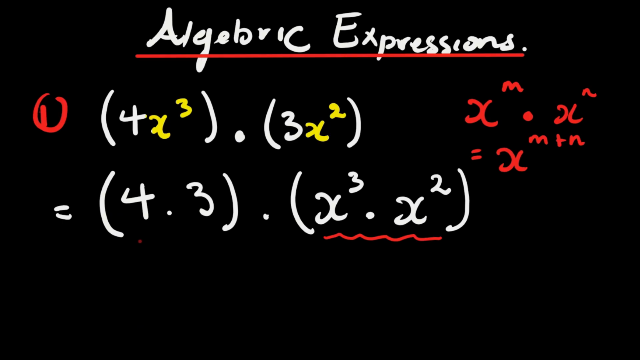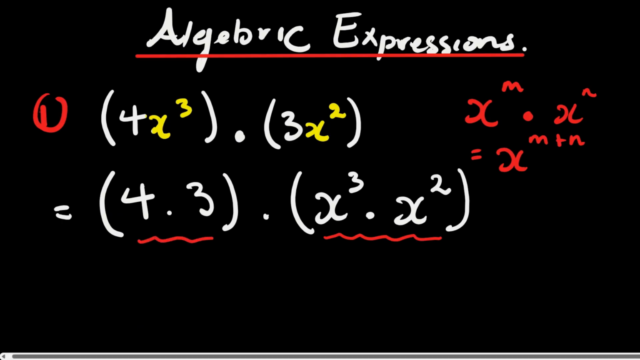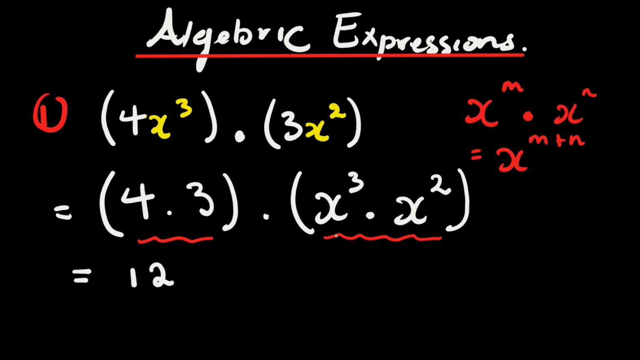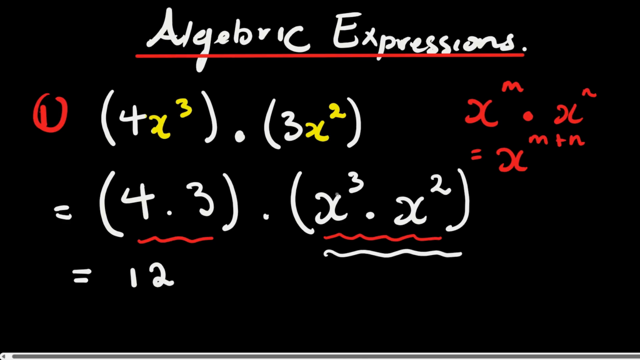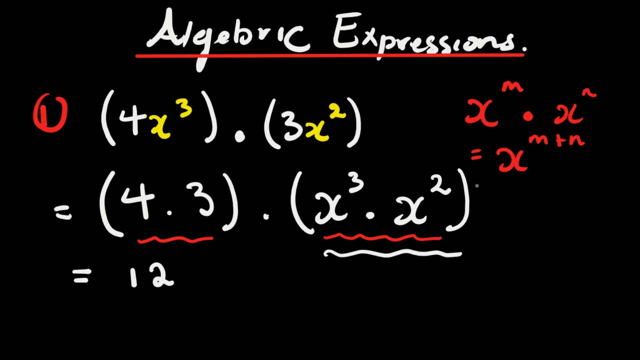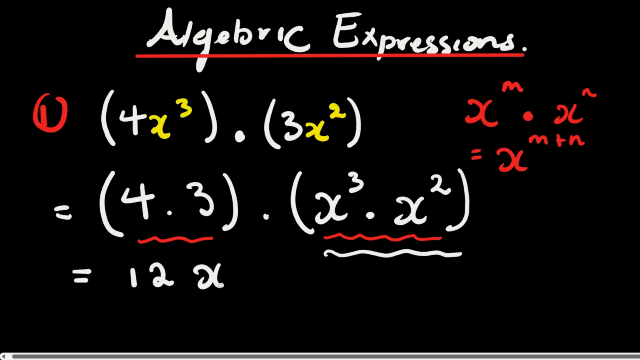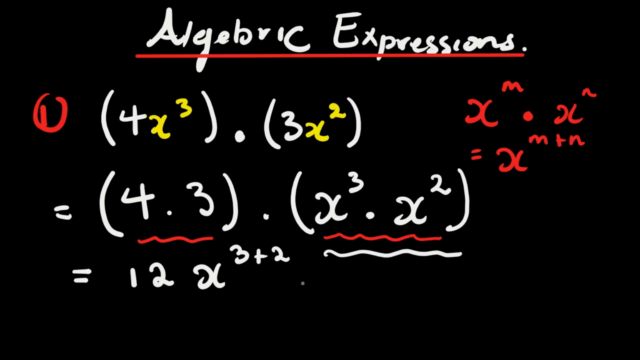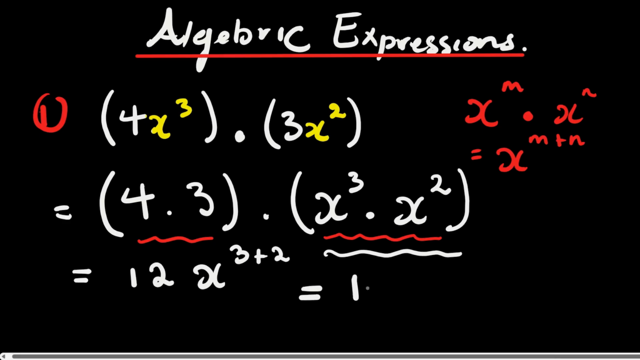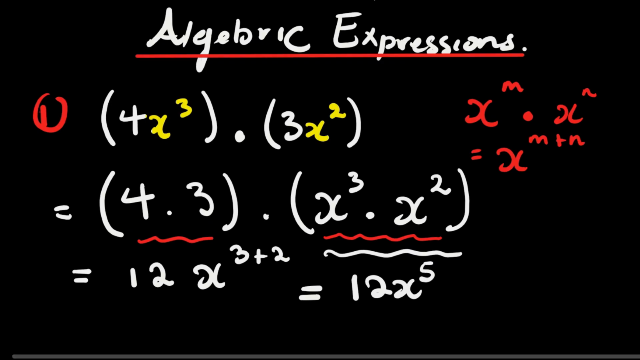So you may ask, what do we do with the first bracket then? The first bracket, you can just multiply it as it is. So 4 times 3, it's 12. Then now we're only left with the other bracket to deal with. So x to the power 3 times x to the power 2. So we know in this case we only have to add 3 plus 2 as the exponents. Then the final answer here is 12x to the power 5. And this is our answer.